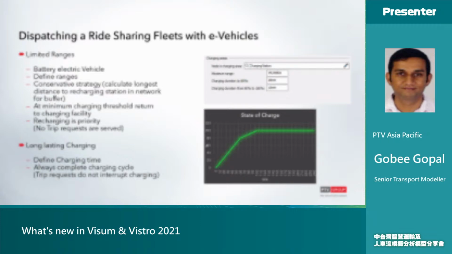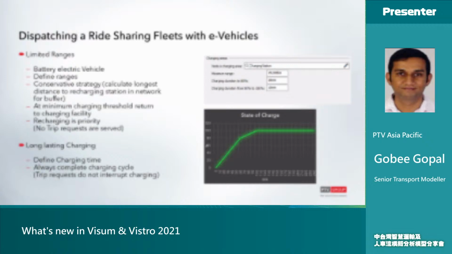So define charging time. For each charging time, how much time the e-vehicle will spend. Always complete charging cycle, so trip requests do not interrupt charging time. And charging area. Basically, the charging area is represented by a node. So we need to define whether the node is a charging station or not.